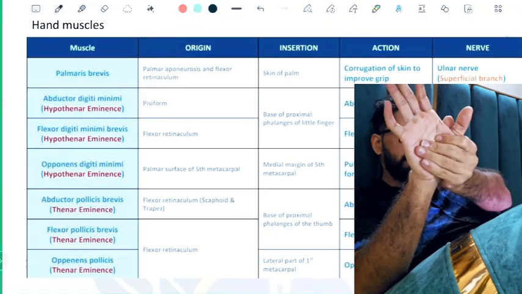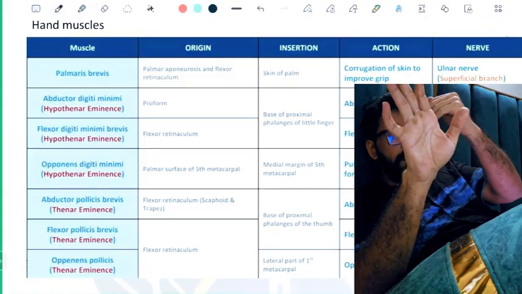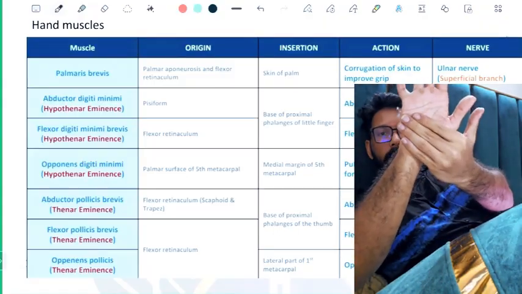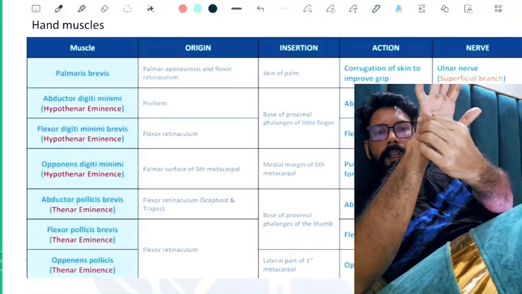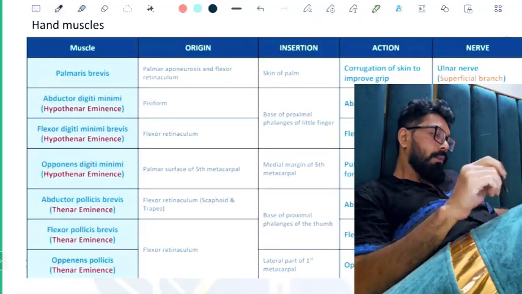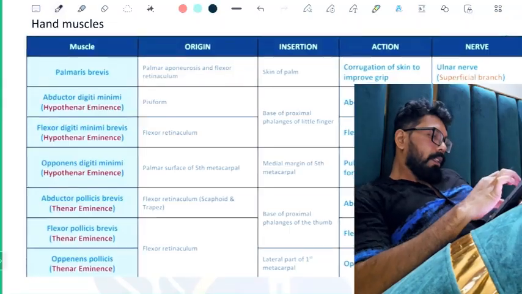I will talk about that later, sorry guys. And the hypothenar muscles, I have told you that same thing: abductor, flexor, opponens. Just add digiti minimi with it. Simple as that.